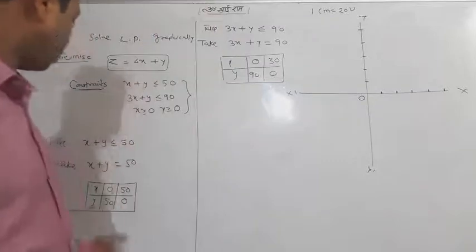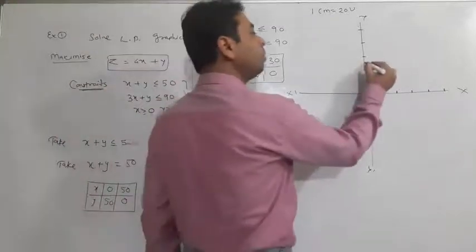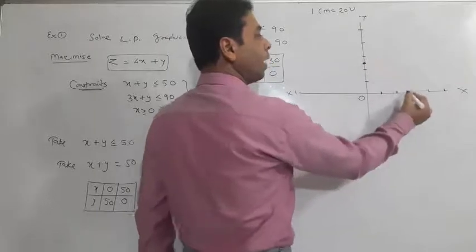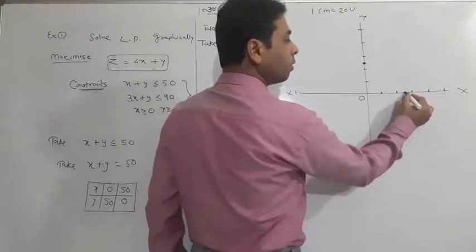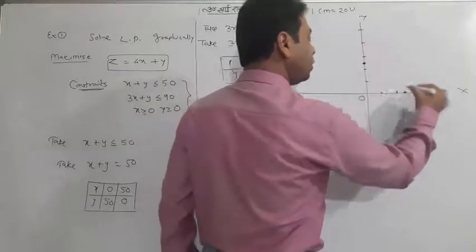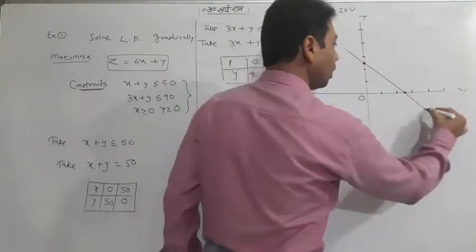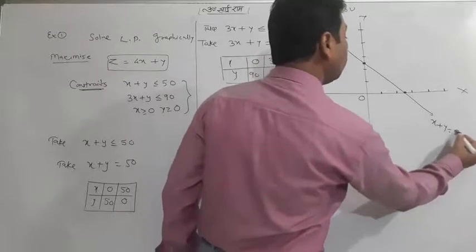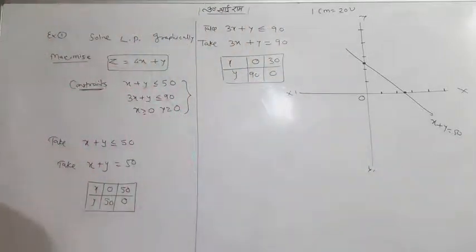Now go on. 0, 50 is a point here. 20, 40, 60, this is 50. And 50, 0 is here. So with these two points, I'll draw the line. This line is x plus y equal to 50.